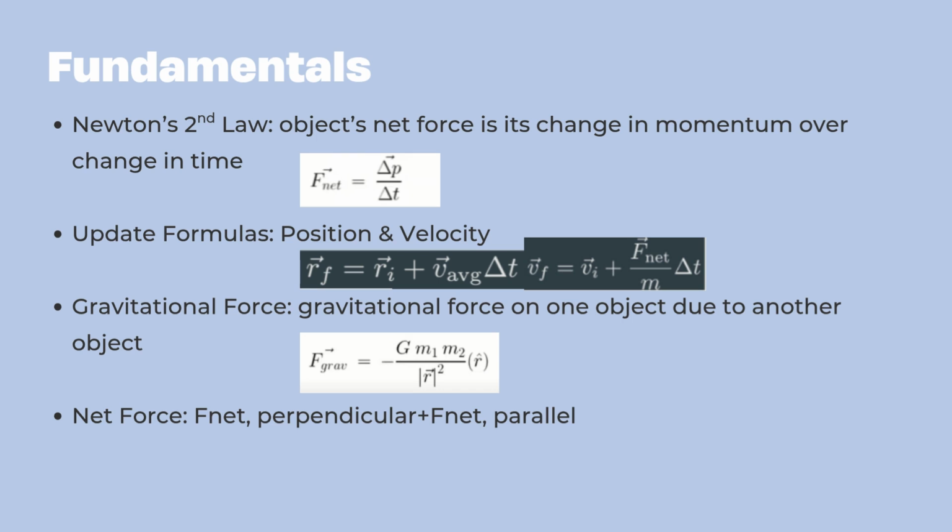And then here are some of the fundamentals of this lab. We used Newton's second law, which shows the object's net force is its change in momentum over change in time. We also used two update formulas, the position and velocity update formulas. And we also used the gravitational force, which shows the gravitational force on one object due to another object. And for net force, we saw F net perpendicular and F net parallel.